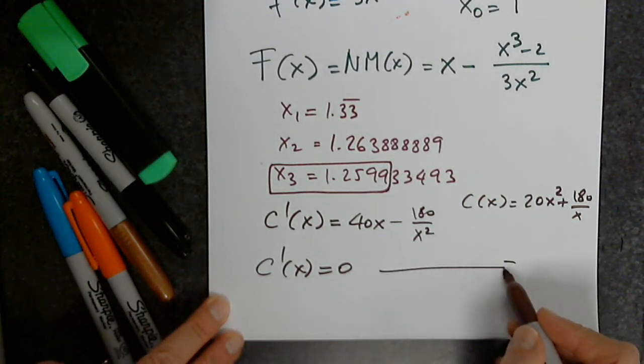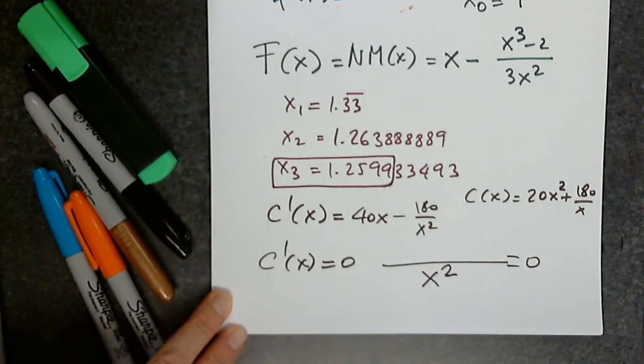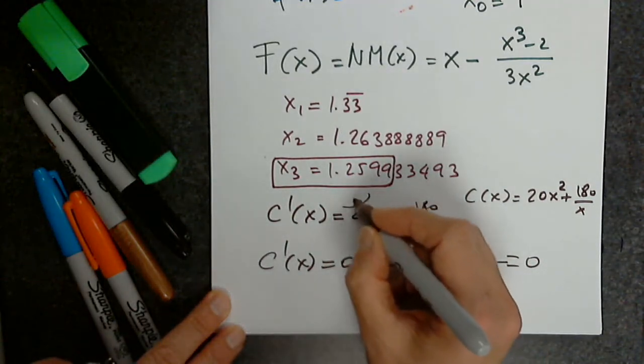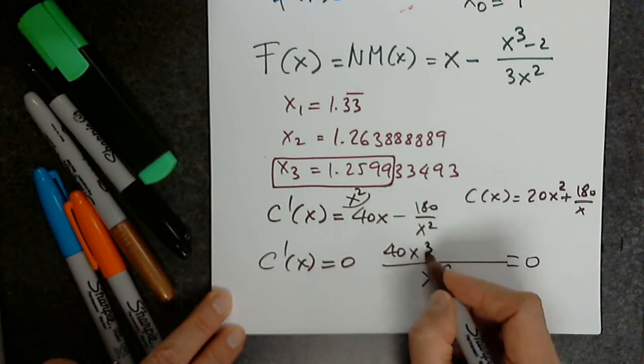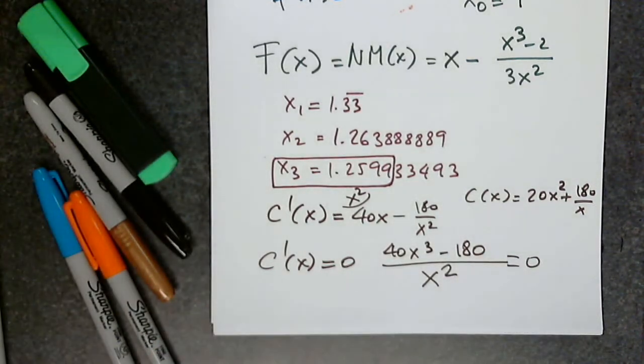I have to find the least common denominator, which is x squared. I have to multiply this by x squared. So I have 40x cubed minus 180. Do you agree with this so far? We found that the least common denominator was x squared. I had to multiply the top of the first fraction by x squared, so I got 40x cubed minus 180. Everyone with me? Yes? Okay.